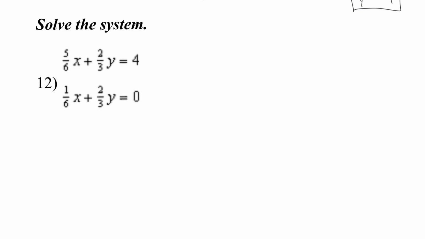Number 12. Now you have fractions. So the first thing is, to make your life a lot easier, get rid of the fractions and then you can start solving for the system. So I'm looking at the top equation. We have a fraction 5/6x, and then on the bottom we have a 2/3y, and we have a 4 here. So the denominators are not the same. So I'm going to multiply by the lowest common denominator, and that lowest common denominator is 6. LCD is 6. So I'm going to multiply everything by 6.